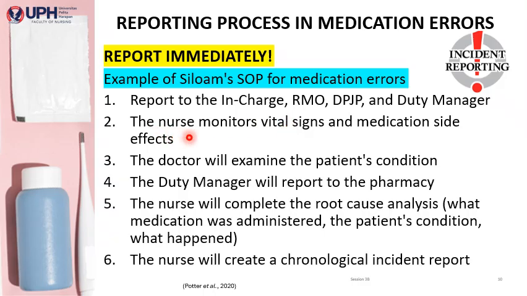As nurses, you need to monitor the vital signs and the medication side effects, and the doctor will also need to come and examine the patient's condition. The duty manager will report to the pharmacy and figure out where the problem went wrong. And as a nurse, you need to complete the root cause analysis: see what medication was administered, what the patient's condition was, and what happened. Then you write it as a chronological incident report.